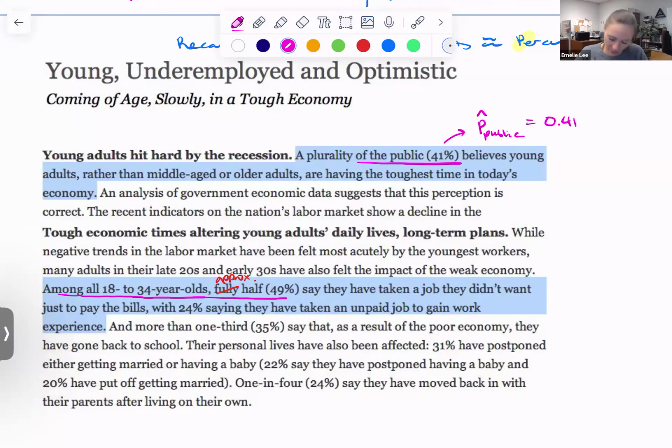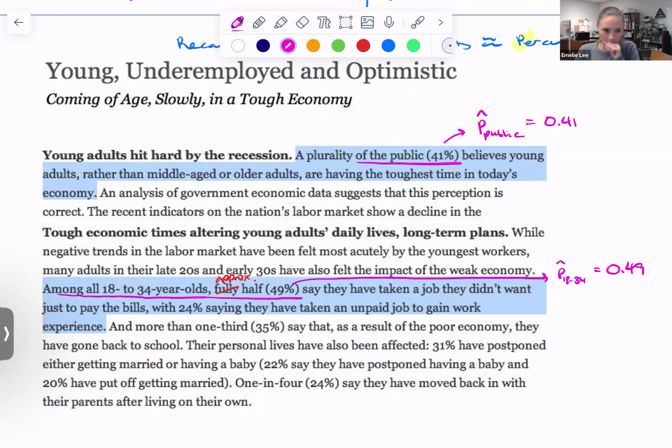So 49% say they have taken a job they didn't want just to pay the bills, with 24% saying they've taken an unpaid job to gain work experience. Okay, so this 24% is also a sample proportion, but I feel like we don't use it, so I'll just hold off on it for just a second. But what can I do here? So this 49%, this is a sample proportion, but it's restricted to 18 to 34-year-olds. Is 0.49.